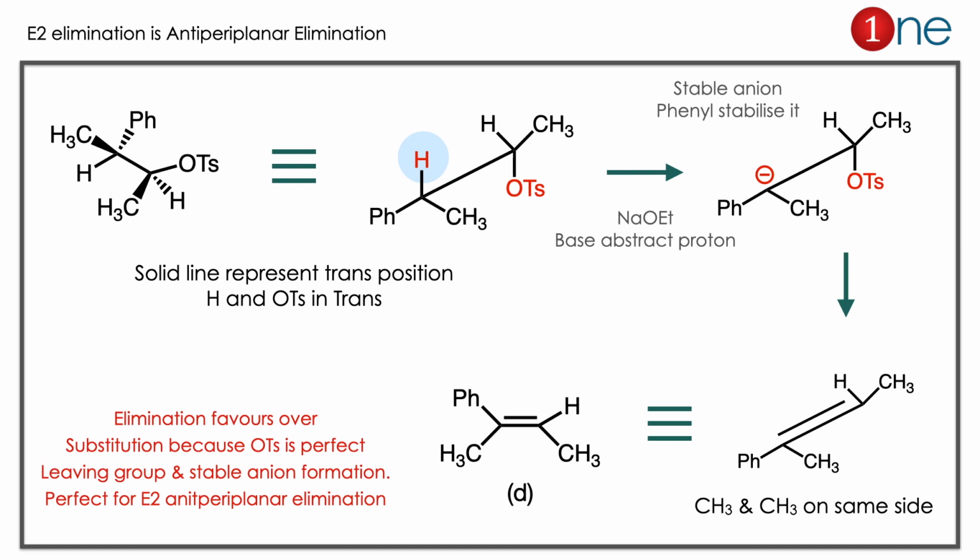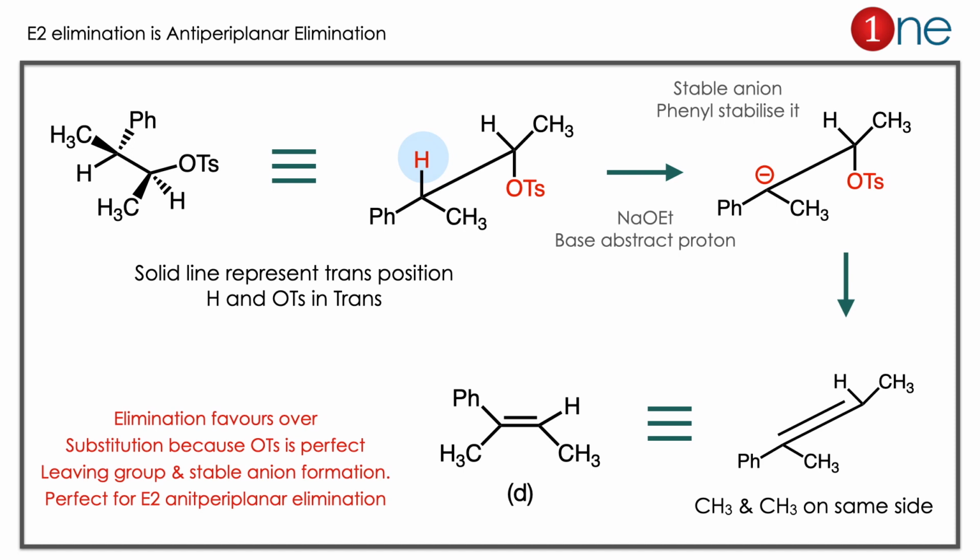So we convert the Newman projection into the Sawhorse projection. So removal of H plus, then the anion is there, then the anion pushes the OTs out, and then you have the final product alkene. If you look at the alkene, you might see CH3 on the same side, so the product will definitely be D. CH3 are syn to each other.